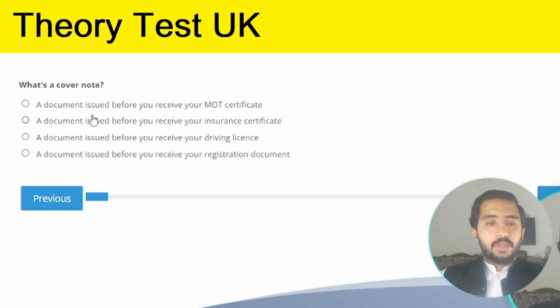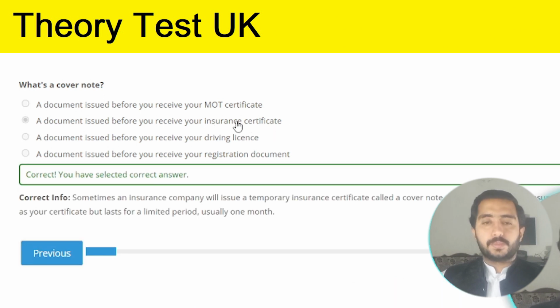Next question. What's a cover note? The correct option is the document issued before you receive your insurance certificate. Option B is the correct option.